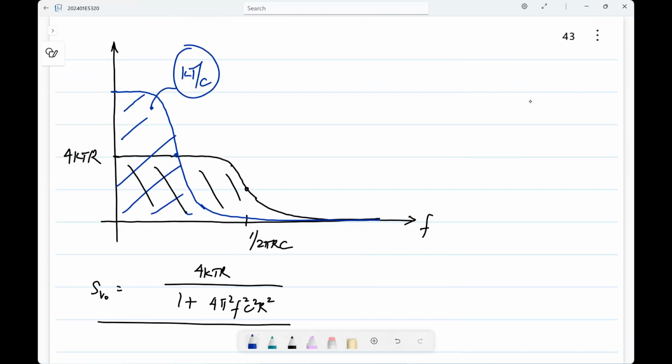So again, as an exercise for C, which is let's say 100 femtofarad, what is the RMS value of the output noise? Please calculate it. This you can do in your head, I think.